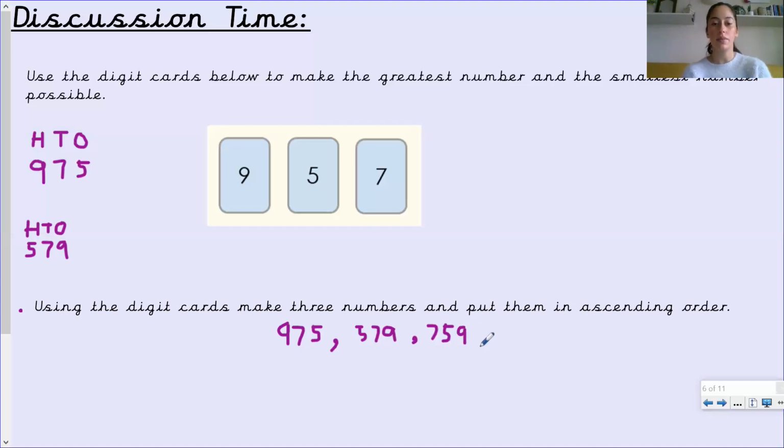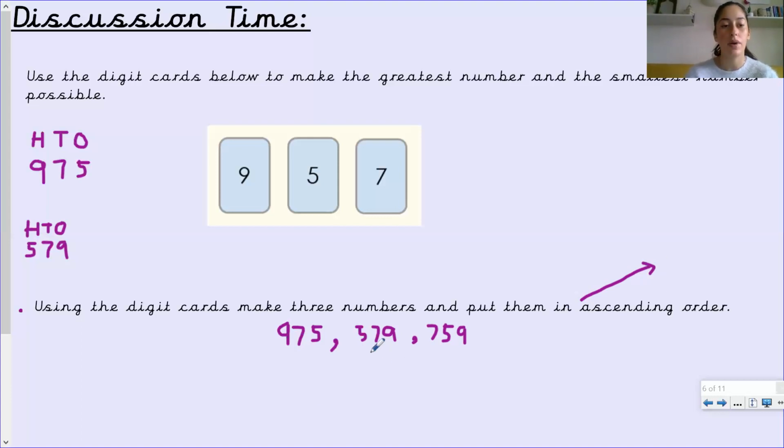So using these numbers, how could I put them in ascending order? What did ascending mean? When we're putting numbers in ascending order, do they go up or do they go down? Do the numbers get bigger as we go along, or do the numbers get smaller? Ascending order is when the numbers get bigger and bigger as we go along. So we need to start with the smallest number and end with the highest number.